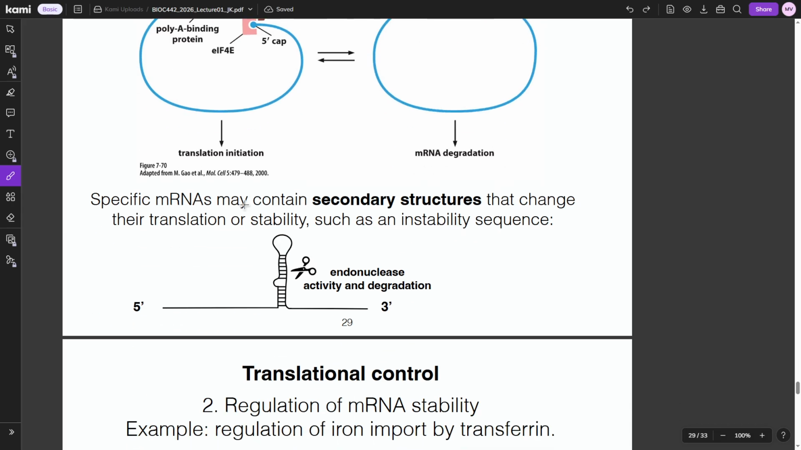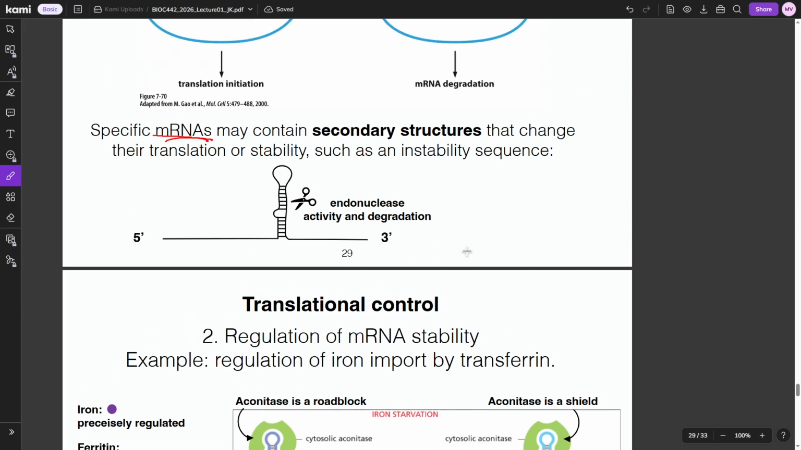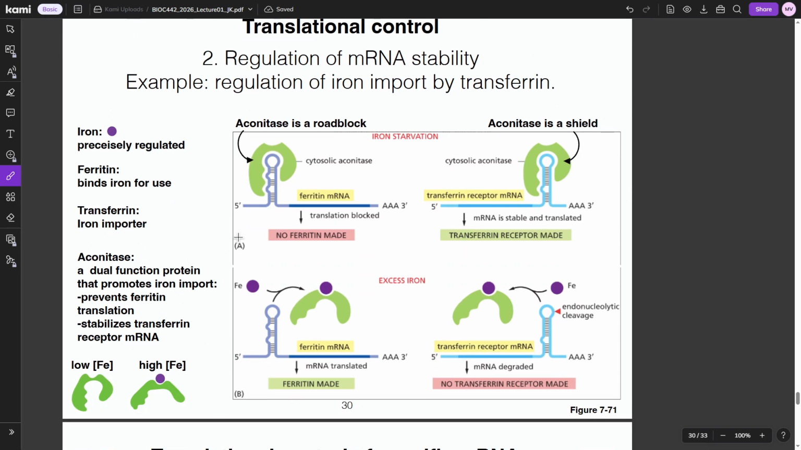There are also things within certain mRNAs. mRNAs can make secondary structures. They can make hairpins and stuff like that. And these can change their translation stability. So some mRNAs actually make secondary structures, and those secondary structures bind proteins, and some of those proteins can either prevent translation or promote transcription, so it kind of depends. And an example of that is actually here. So if you look at this, this is something I'd actually remember for your exam. It actually could show up.